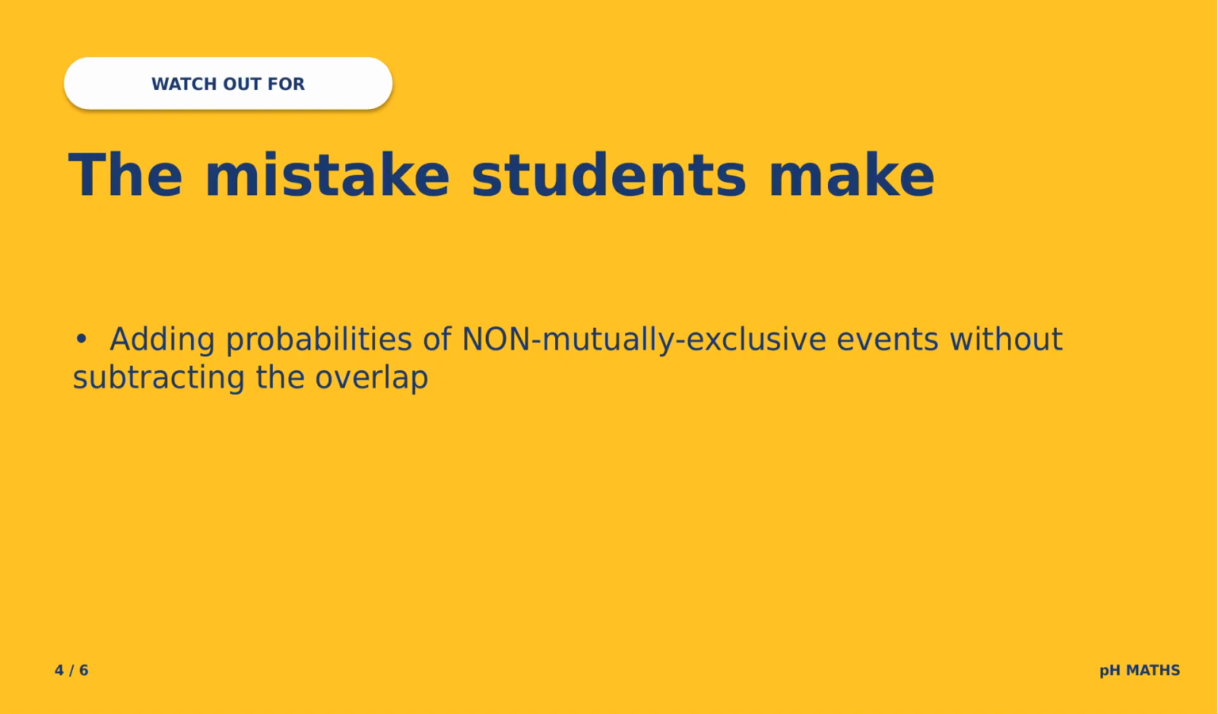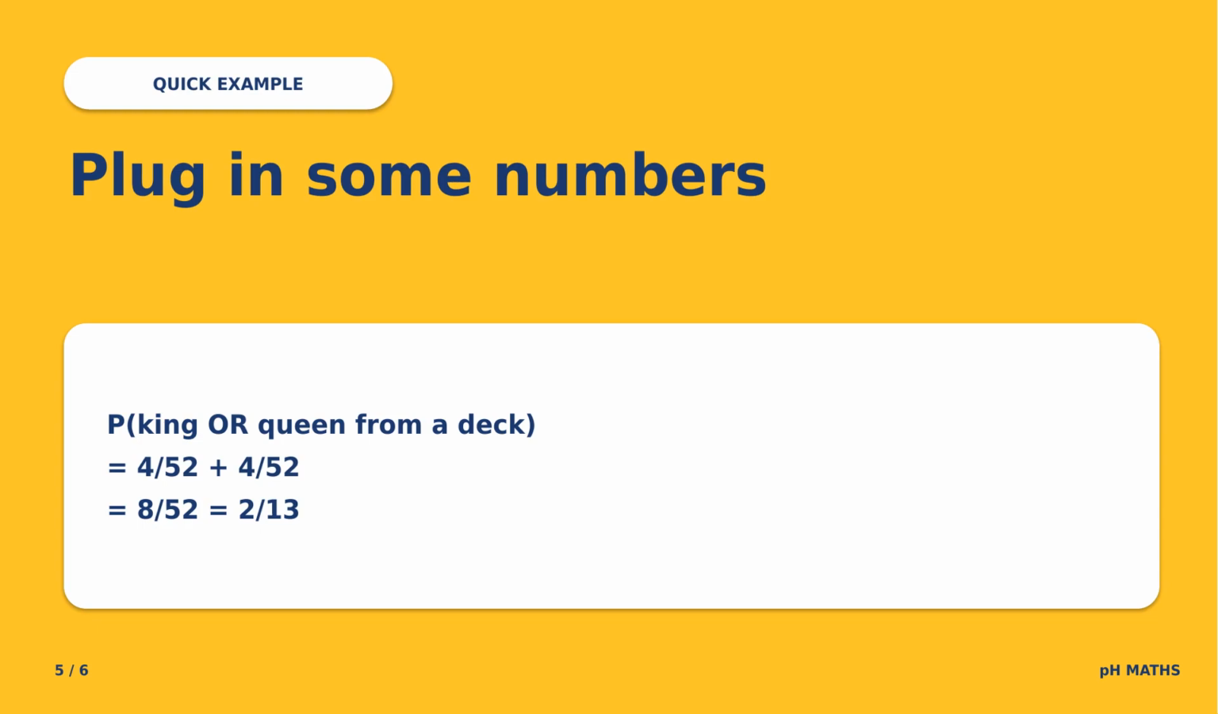Common mistake: adding probabilities of non-mutually exclusive events without subtracting the overlap. Draw a card from a deck. The probability of a king or a heart. Some cards are both, the king of hearts. So you double counted if you just added. That's the overlap correction.